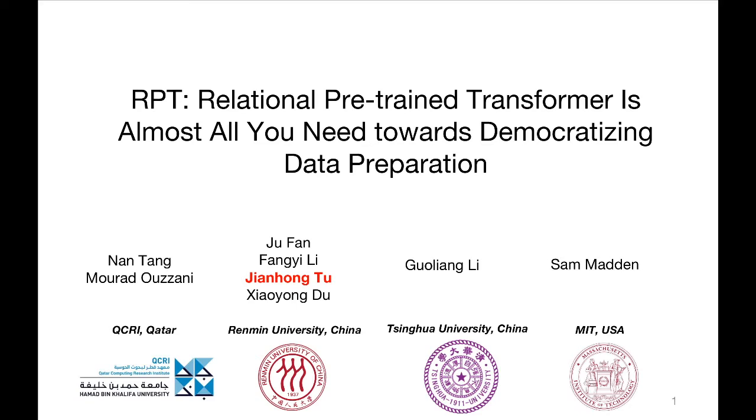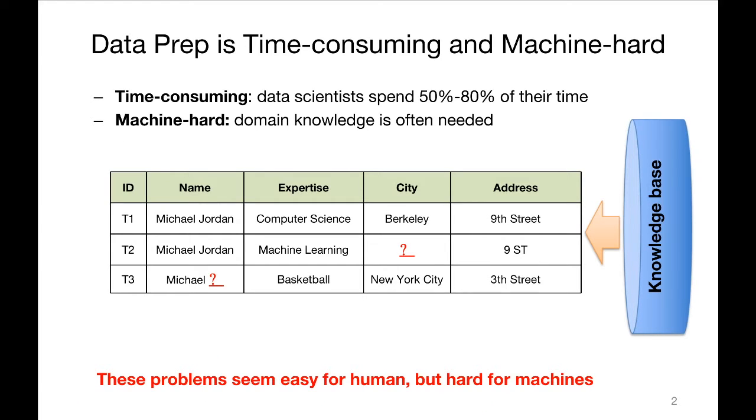In this talk, I will present RPT, Relational Pre-trained Transformer is almost all you need towards democratizing data preparation. Data prep is time-consuming and machine-hard. According to expert estimates, data scientists spend from 50% to 80% of their time collecting and preparing data before it can be explored for useful nuggets.